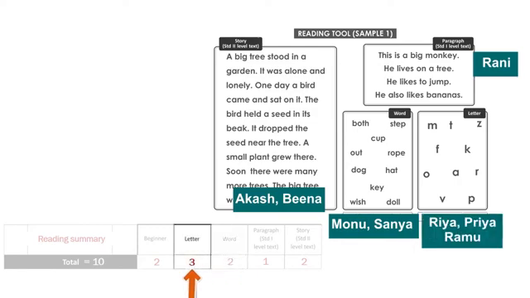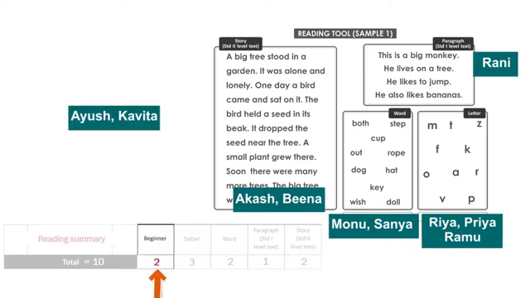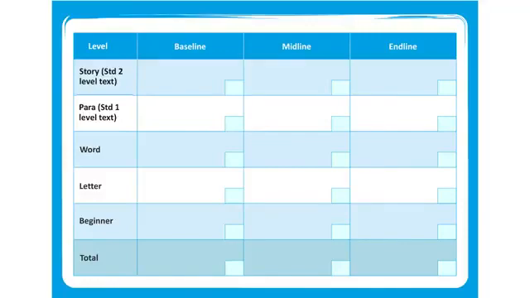Riya, Priya and Ramu can recognize letters but cannot read words. Therefore, they are marked at letter level. Ayush and Kavita cannot recognize letters, so they are at beginner level. You can also use a chart like this one to easily visualize the reading level of every child and the class as a whole. The initial levels are called baseline.